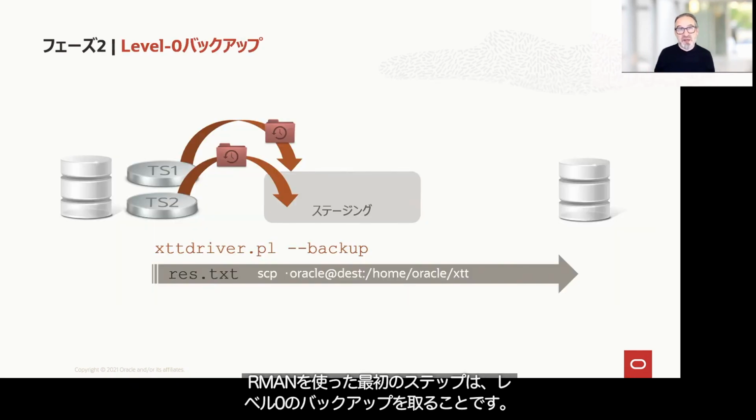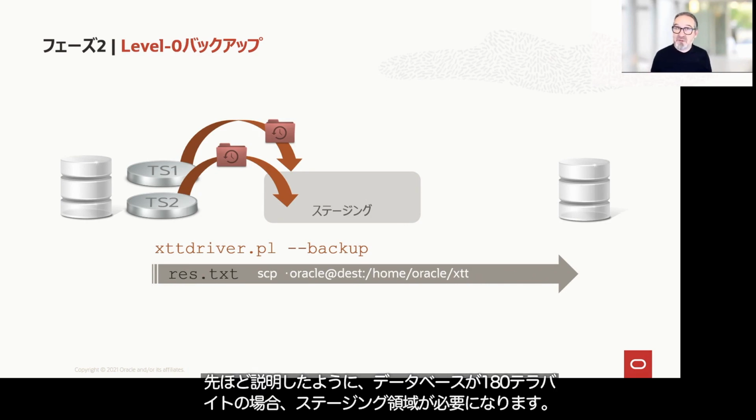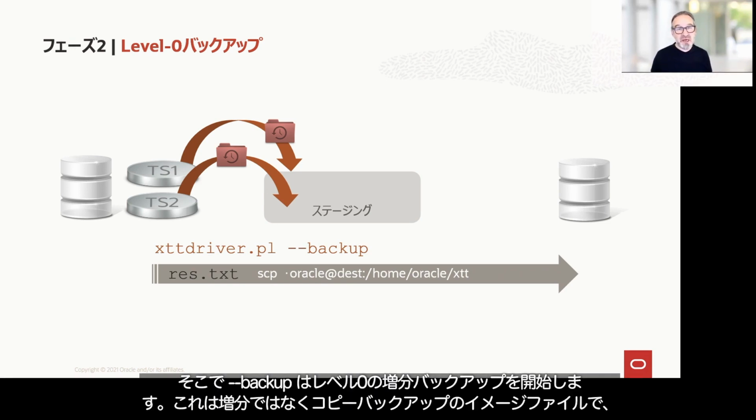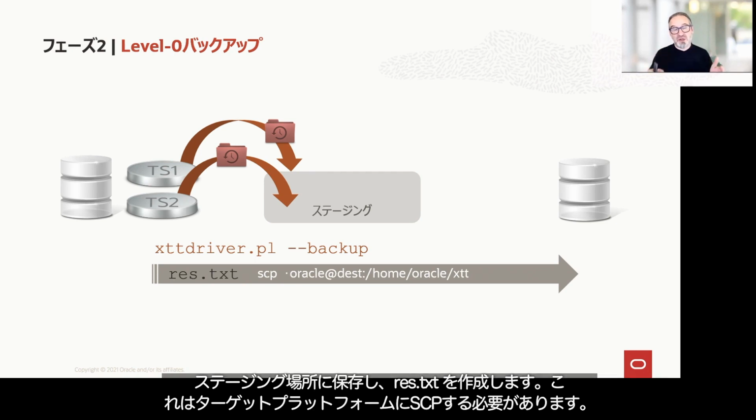So first step here with the RMAN method is we take a level 0 backup. And as I explained, if my database is 180 terabytes, I need staging space. So the backup starts taking an incremental level 0 backup, which is no incremental in this case. It's an image file copy backup, stores it in the staging location, and in addition creates this res.txt, which I need to SCP over to my target platform.